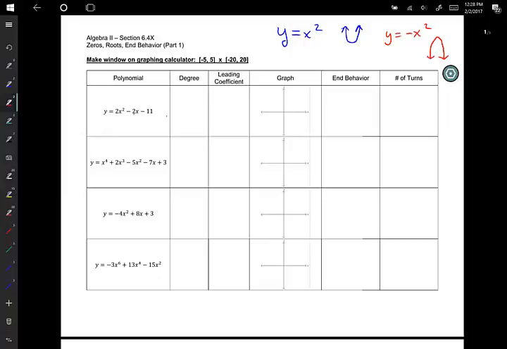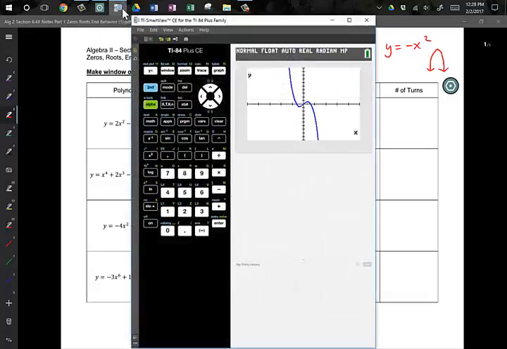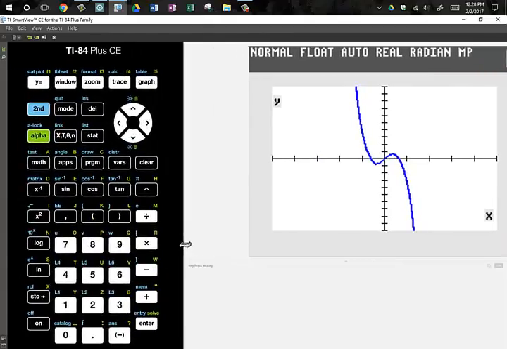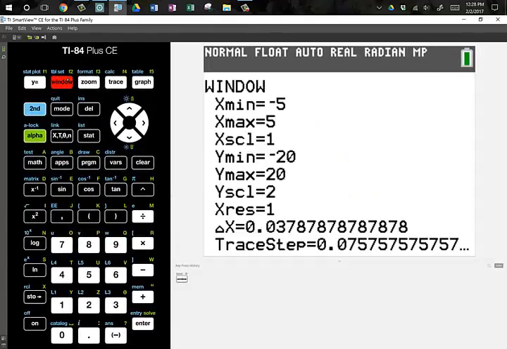Okay, so here's what we're going to do. I need everyone to go to their graphing calculators if you have not already, and set your window to negative 5, 5, and negative 20, 20. If you don't understand what I'm saying there, go to Window and look at my window on the screen. You see how it's negative 5 to 5 and negative 20 to 20.